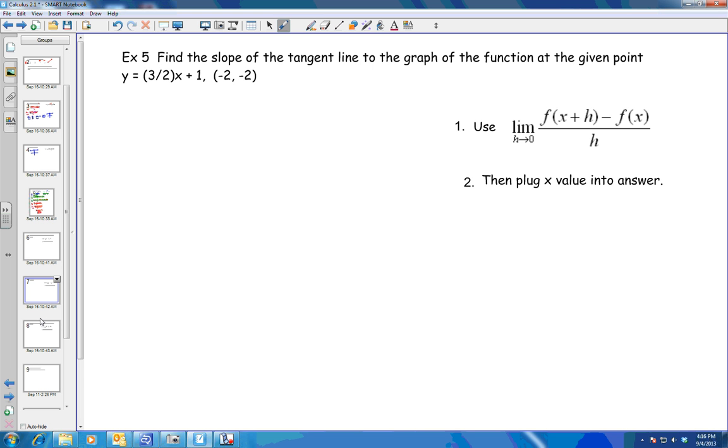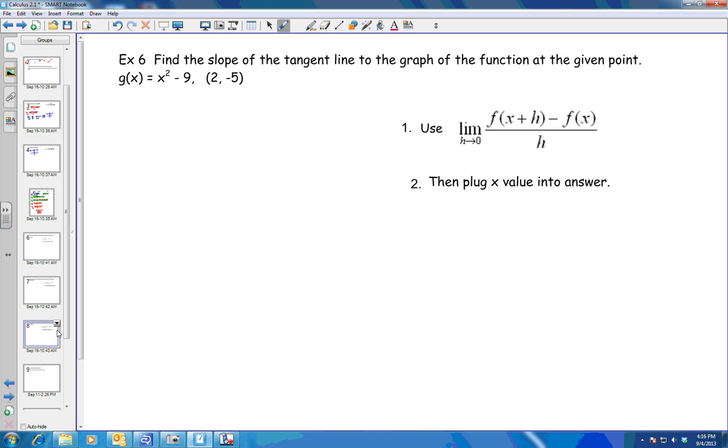Example 5. Find the slope of the tangent line. Okay, so is this the same thing? Is this a linear equation? I know it's linear because it doesn't have any x squareds or x cubes. Okay, so I could go through this whole process, but I know the rate of change of this line is 3/2. So that's the slope of the tangent line. Okay, now on this one, it's not linear, so I actually have to go through this process.